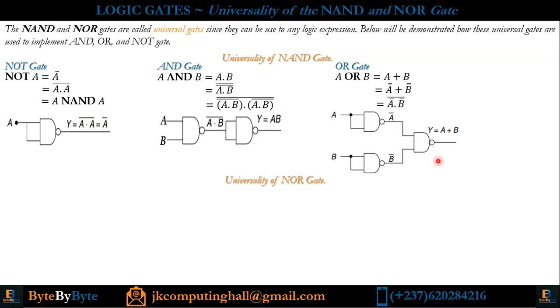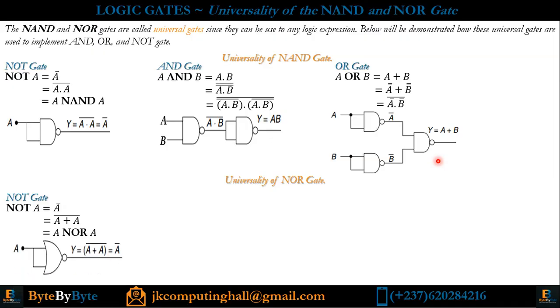Universality of the NOR gate. We start with the NOT gate. With the NOT gate, it is the same concept. Instead of dot, we simply use the plus. As you can see, A is equal to A bar. A is the same thing as A plus A. And A plus A all bar is the same thing as A NOR A. And that is what we have. That is how we express the NOT gate in terms of the NOR gate.